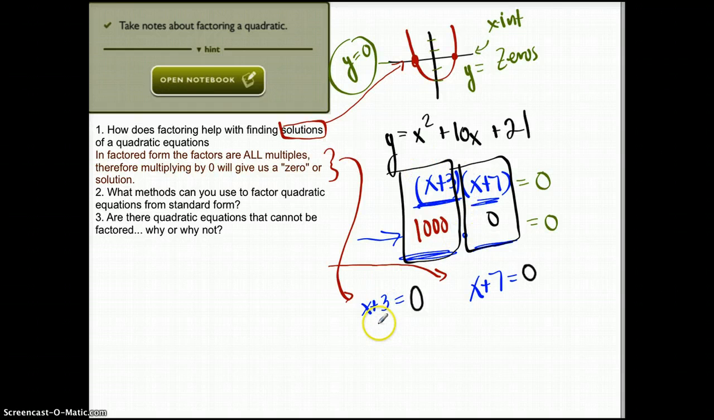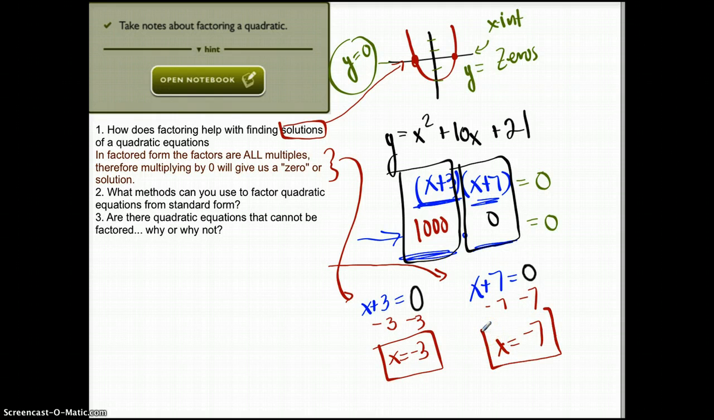Very, very easy to find out. I'll minus 3 here, I'll minus 3 here. X equals negative 3. Get the variable by itself. Done. Minus 7, x equals negative 7. Variable by itself. Done. My two solutions. Now sometimes you're only going to get one solution. Sometimes you get two solutions, but only one of them is going to make sense. Questions on question number 1? No. No?